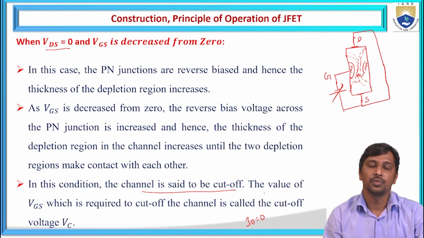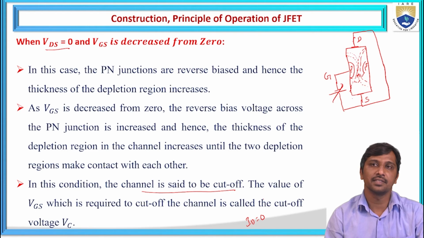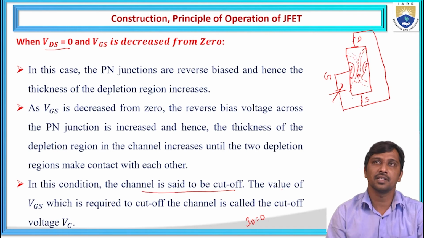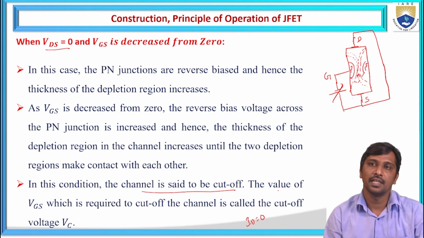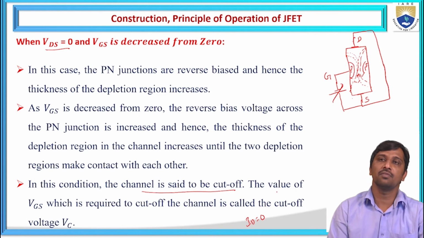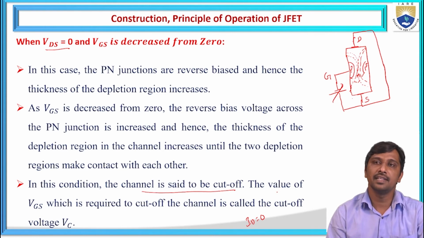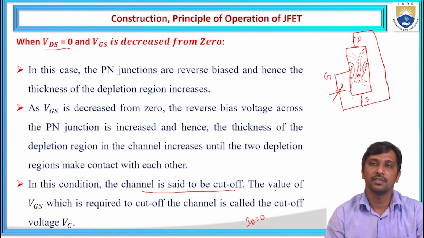So from these two observations, if VDS is 0, there is no movement of the charge carriers from the source to drain, even when VGS is 0. And in the second case, we assume again that VDS is 0. If VGS is decreased from 0 also, there is no movement of the charge carriers from one region to another region.